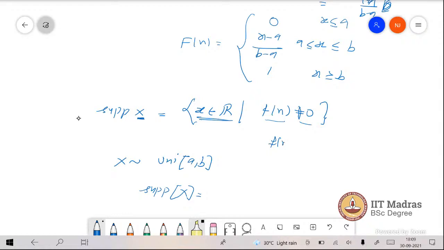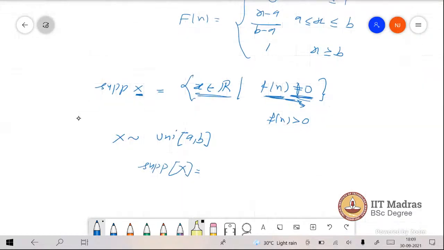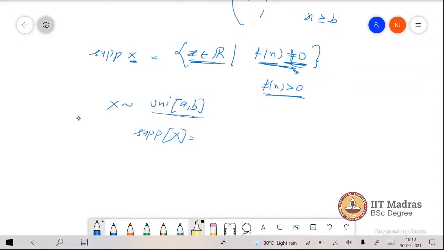Or say f of x is strictly greater than 0, because f of x never takes a negative value, right? So it is either strictly 0 or strictly greater than 0. You need to find all those points where it is not 0, and this will be your support. So in this case of uniform (a, b), what will be the support? a to b.